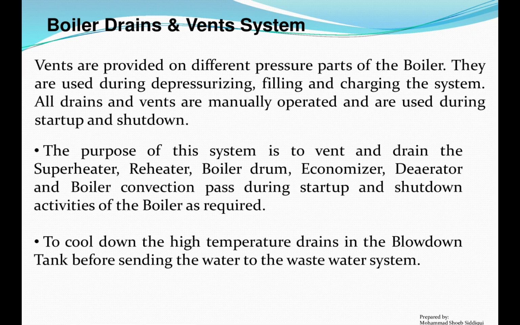Vents are provided on different pressure parts of the boiler. They are used during depressurizing, filling, and charging the system. All drains and vents are manually operated and are used during startup and shutdown. The purpose of this system is to vent and drain the superheater, reheater, boiler drum, economizer, deaerator, and boiler convection pass during startup and shutdown activities of the boiler as required, and to cool down the high temperature drains in the blowdown tank before sending the water to the wastewater system.